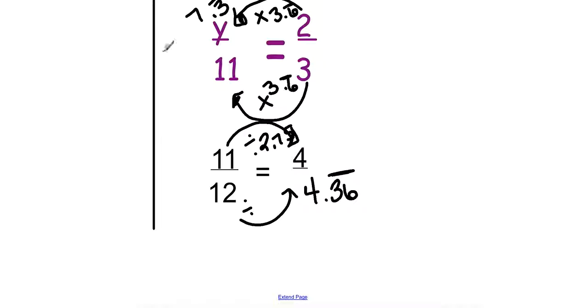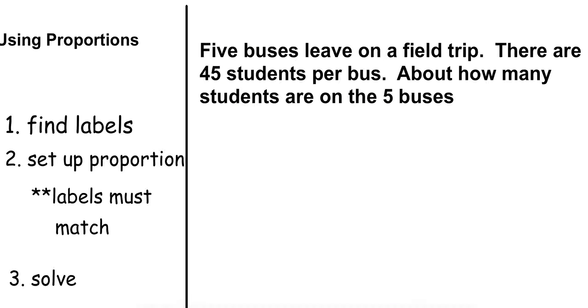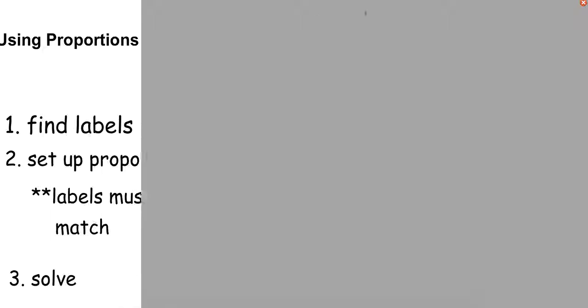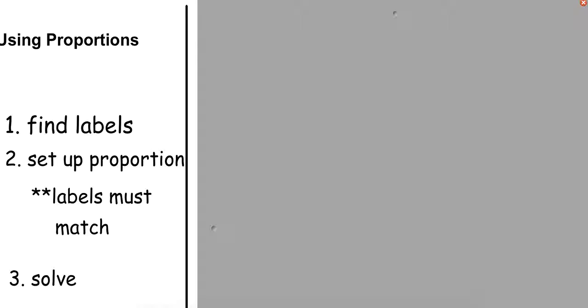All right, so let's take a look at some word problems here. I want you to get these in your notebooks. Using proportions. Number 1, the first thing we're going to do is find the labels. This is what we're looking at, is what's being compared. 2, we're going to set up our proportion, and our labels must match. 3, we're finally going to solve our proportion.